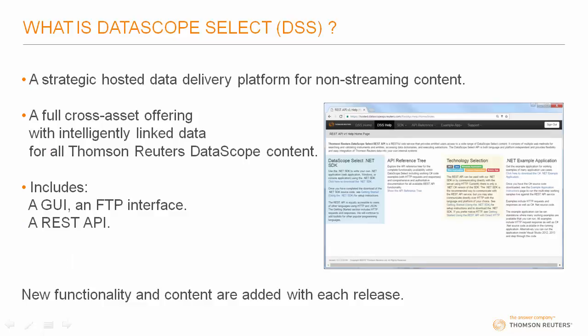Thomson Reuters DataScope Select, or DSS for short, is a hosted delivery platform for non-streaming cross-asset data. Data can be extracted using its graphical user interface and FTP, but everything can also be done using only the REST API. DSS is a mature but constantly evolving product with regular updates to adapt to evolving content and delivery requirements in the marketplace.